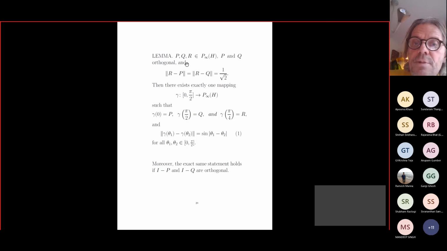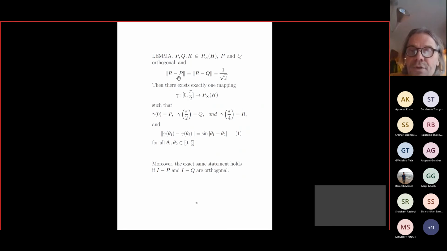And then take a midpoint R. R is a midpoint means that the distance to P as well as the distance to Q is equal to 1 over square root of 2. Of course, this is the minimal possible. I mean, if you want to find R between P and Q such that you minimize the distance to P and to Q, then this is the minimal possible distance. Of course, you have no straight lines in the set of projections.